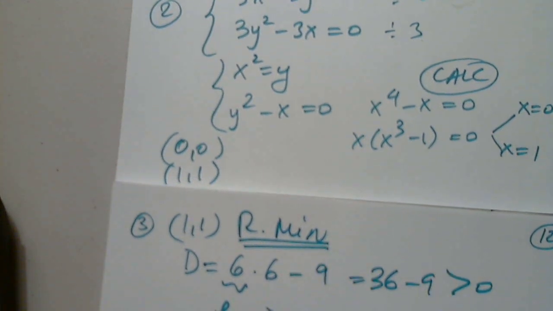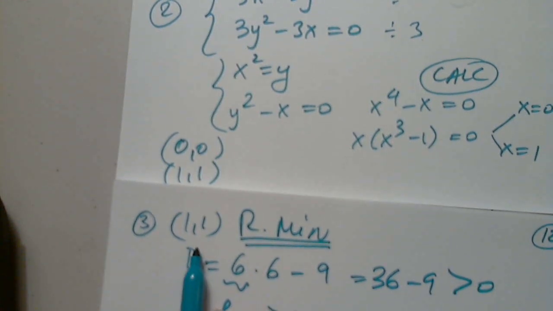What is it? I don't know. I have to find f of 1, 1. So I have 1 plus 1 minus 3. So this is negative 1. This is the relative minimum. It occurs at 1, 1.